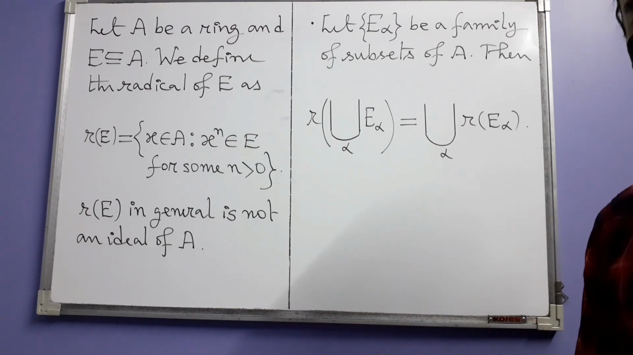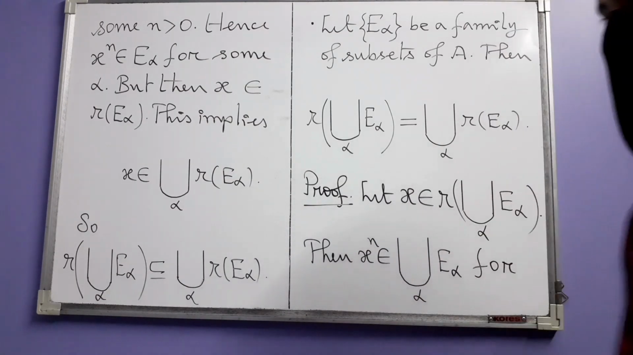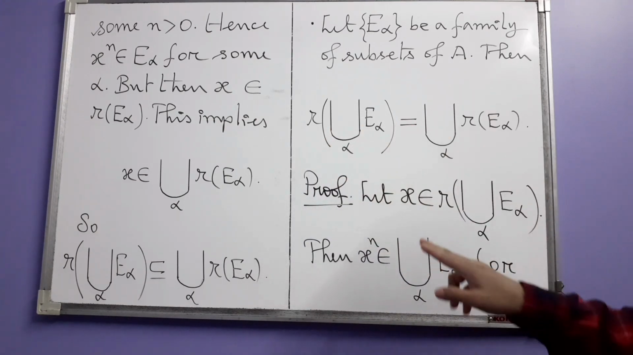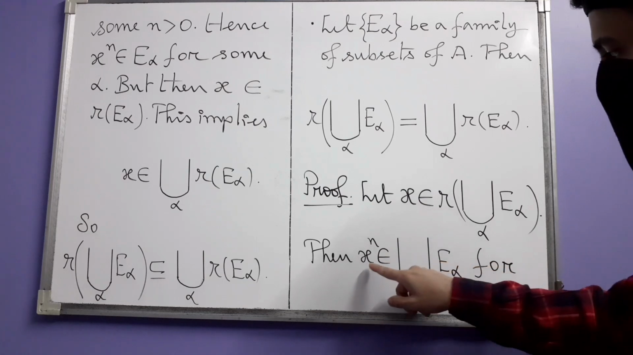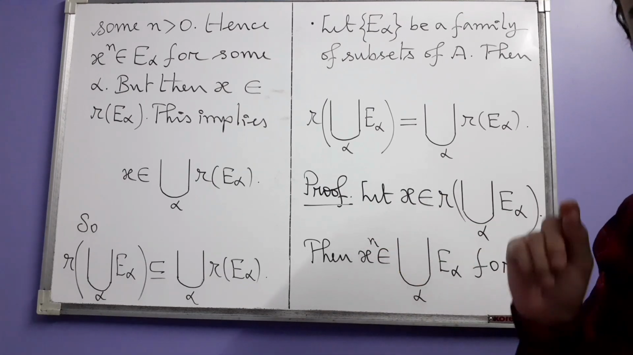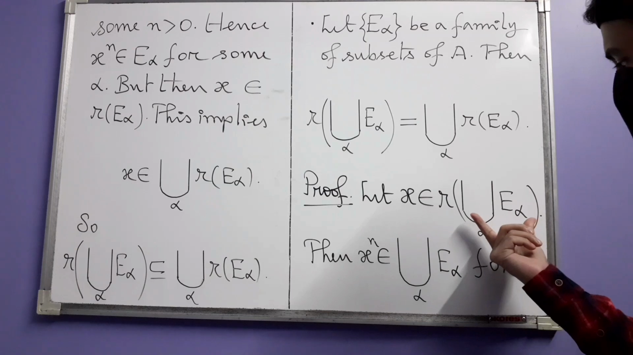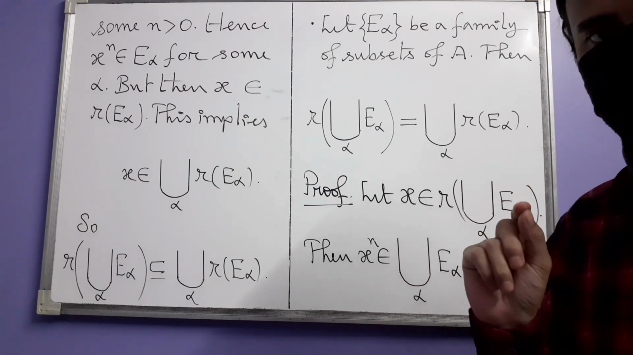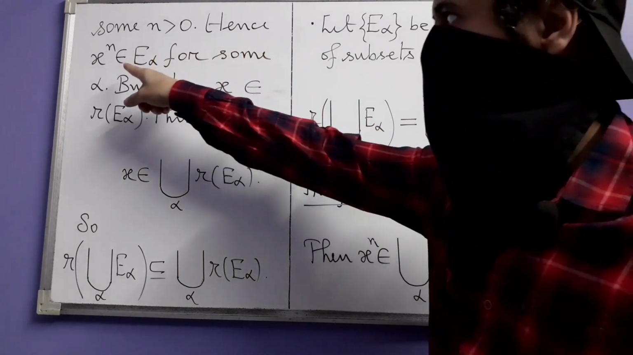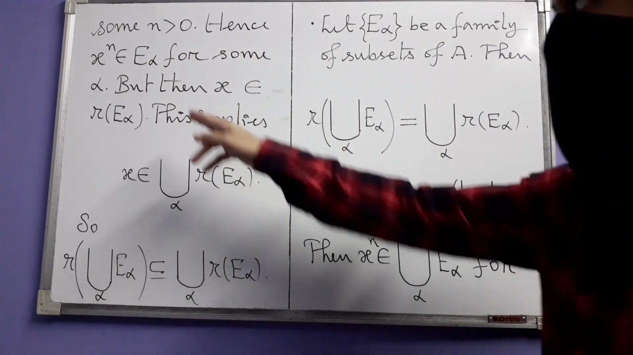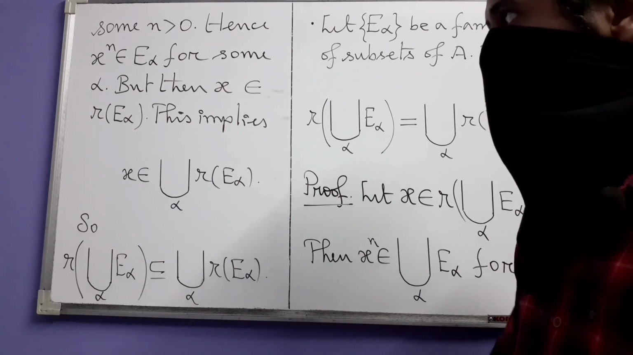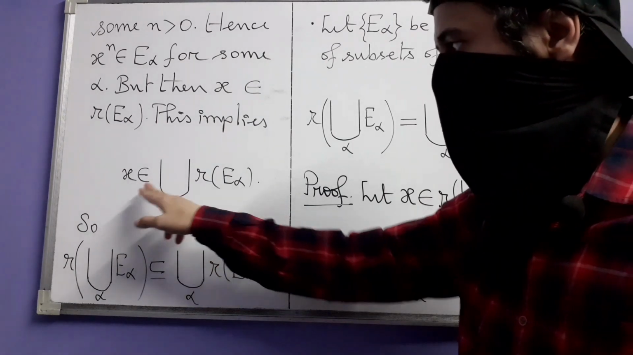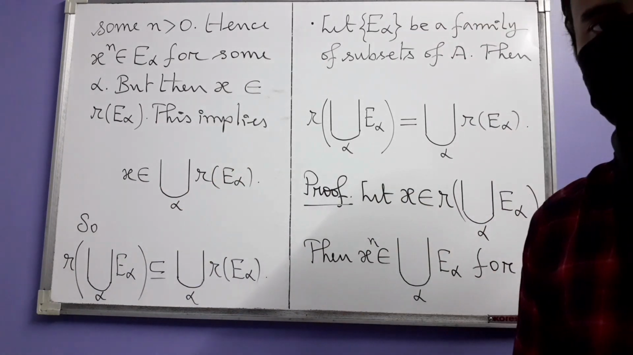Let us prove this. The proof is very straightforward. Let us start by taking any element x here in the radical of the union. Then by the definition of radical, some power of x, where the exponent n is a positive integer, belongs to this union. And when something belongs to a union, it belongs to at least one of the sets. So x to the power n belongs to E alpha for some index alpha. But then again by the definition of radical, x will belong to the radical of E alpha, and that is why x belongs to the union of all such radicals.